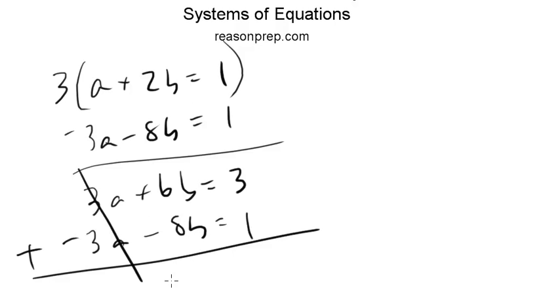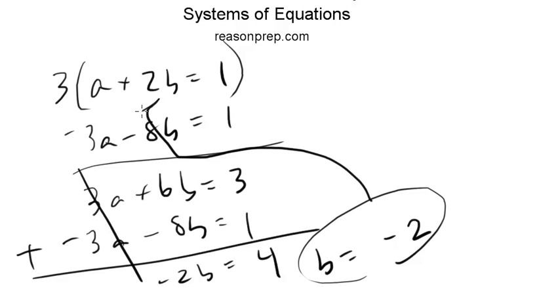Okay, so we do that, we get minus 2b equals 4, and therefore b equals minus 2. Then you could plug this b back into either one of the equations to get what a is. In this case, a turns out to be 5. And then you just give them the one answer you need.